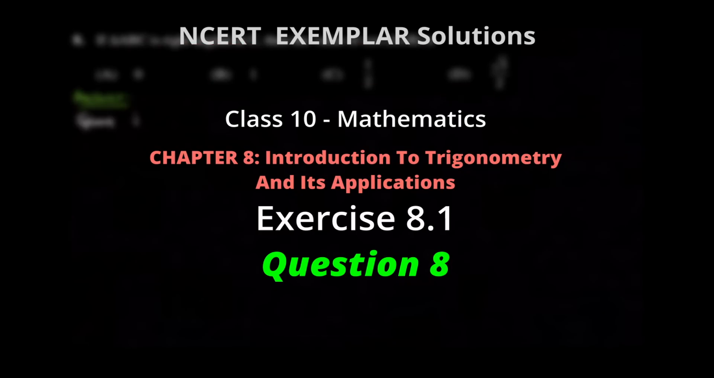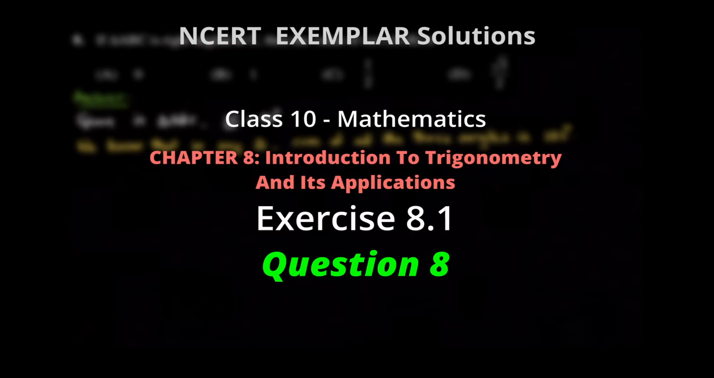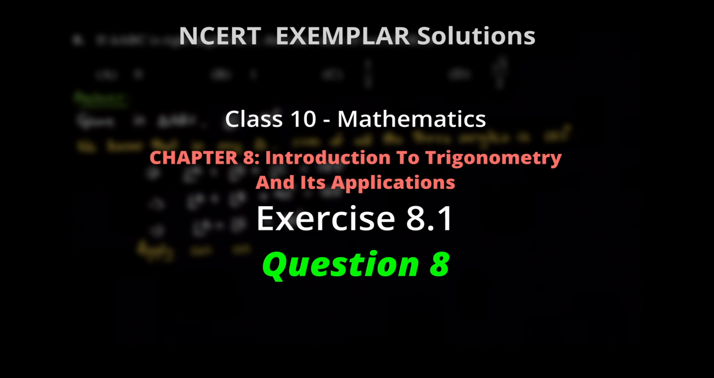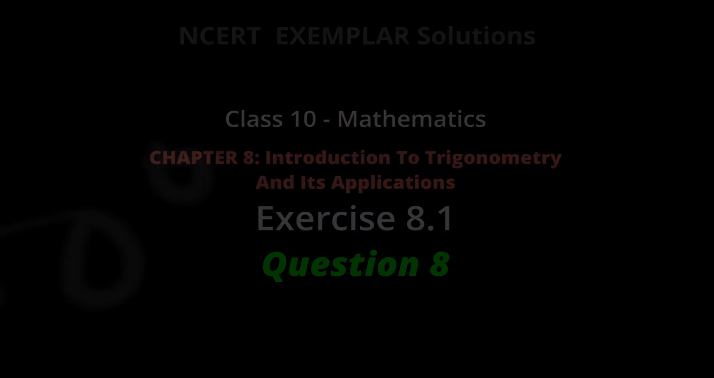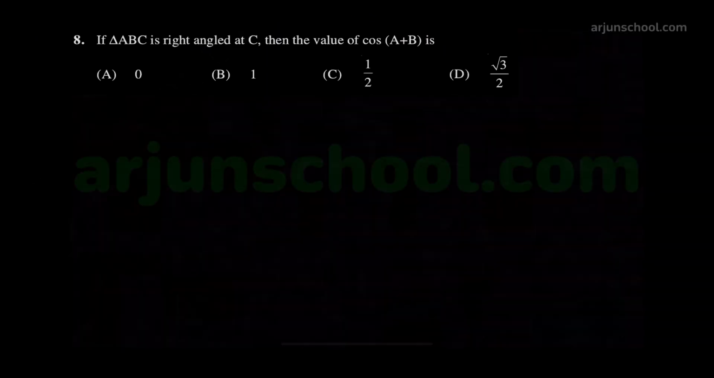NCERT Exemplar Solutions, Class 10, Maths, Chapter 8, Exercise 8.1, Multiple Choice Question 8. If triangle ABC is right angled at C, then the value of cos of A plus B is: option A, 0; option B, 1; option C, 1 by 2; and option D, root 3 by 2. Let us find the answer.